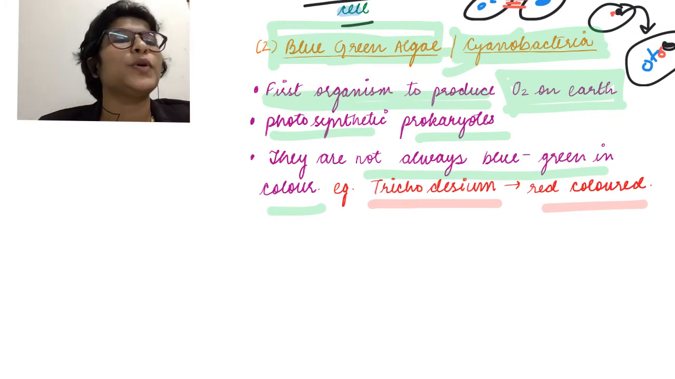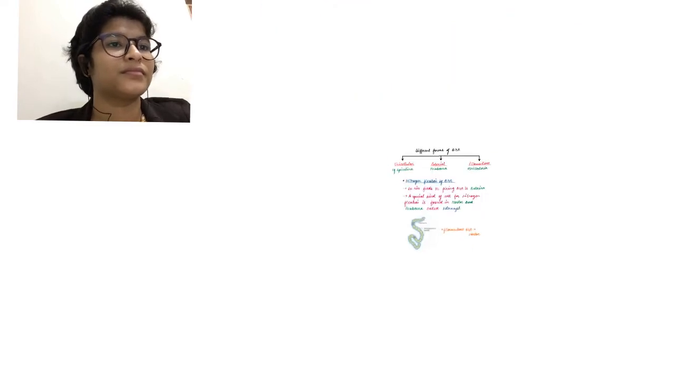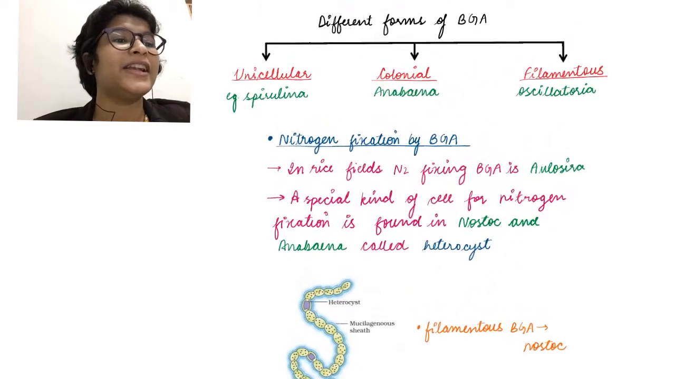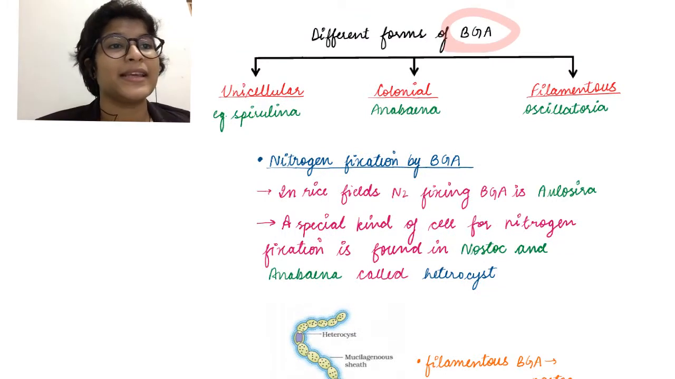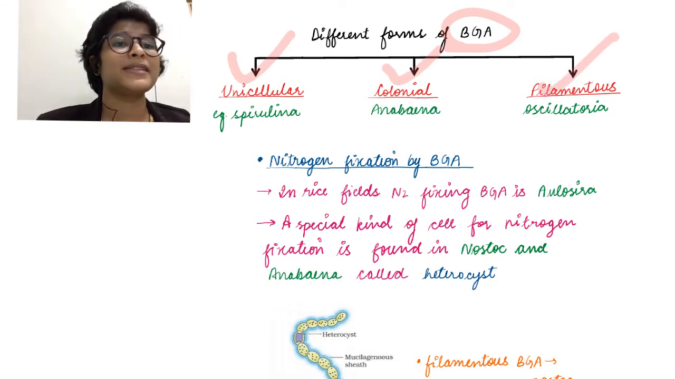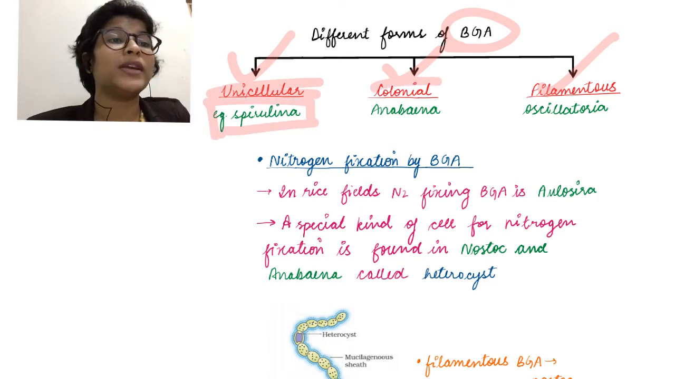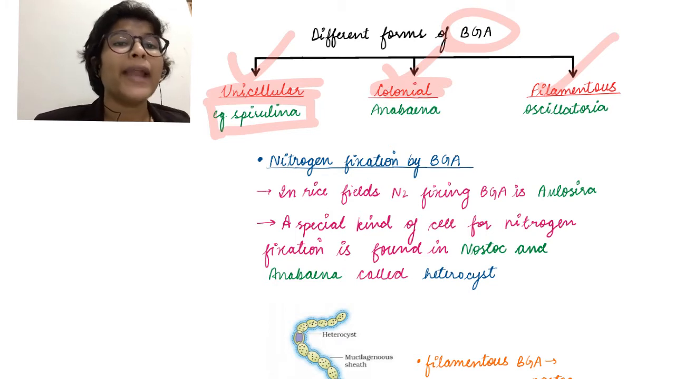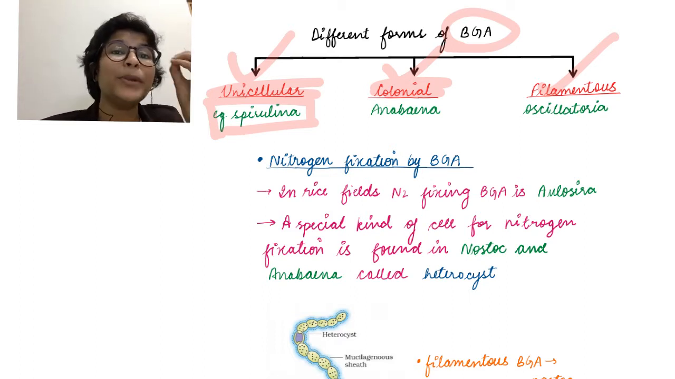So going on further, let's understand the different types of blue-green algae. BGA stands for blue-green algae. Blue-green algae could either be unicellular, colonial, or filamentous. Unicellular means single cell. An example is Spirulina. Colonial means they live in a colony and every part of the colony might have some different function, so they need to be together to survive.